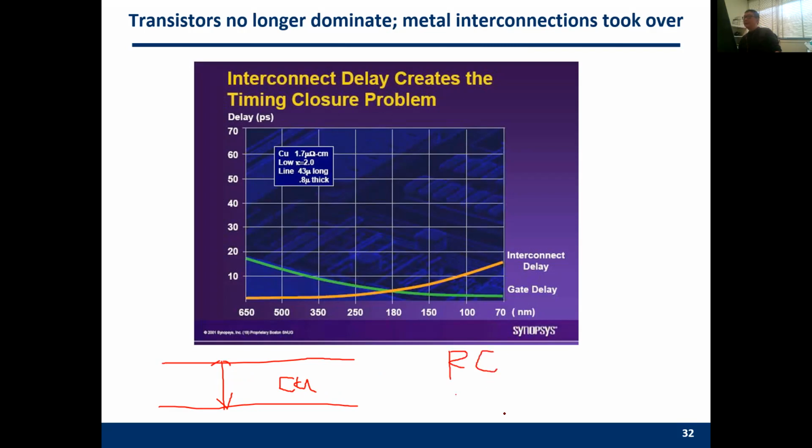RC delay. The R here indicates the resistance, and C is the capacitance. Actually, you also have a larger capacitance, but the resistance becomes more and more significant. So that's the reason why, with the scaling of the process technology node, the interconnection delay goes up and the gate delay goes down. So now we have maybe 10 nanometer. This problem becomes more and more significant.